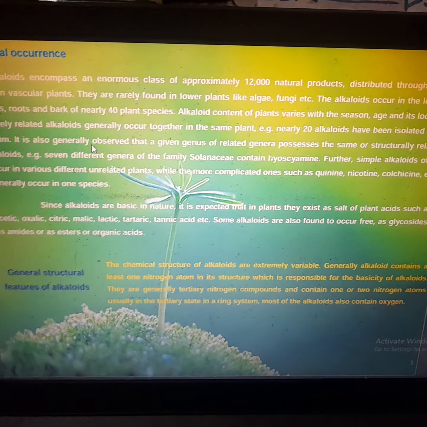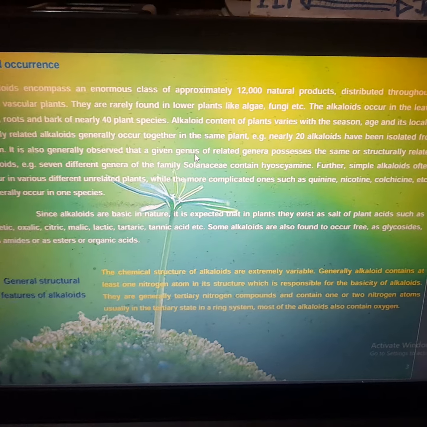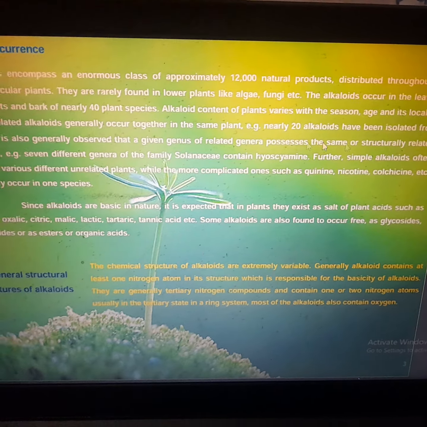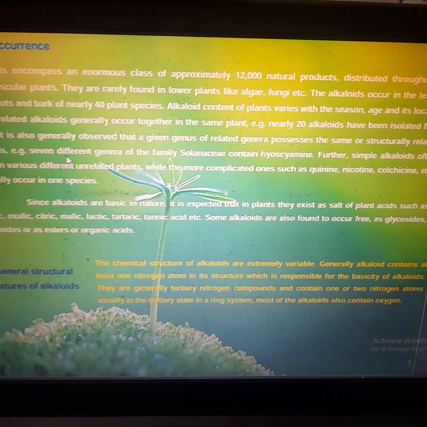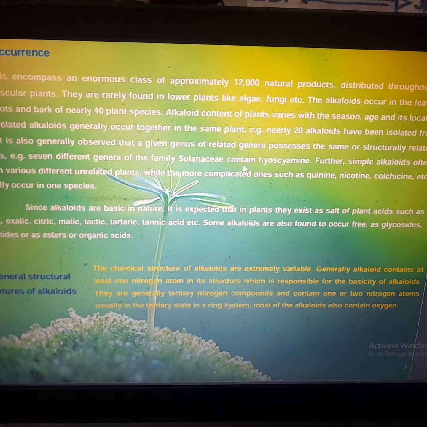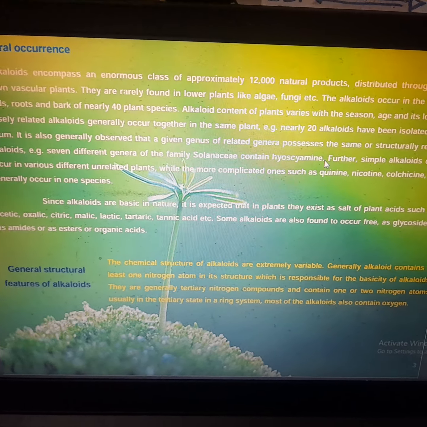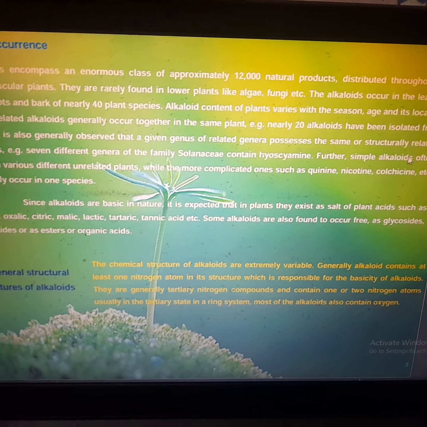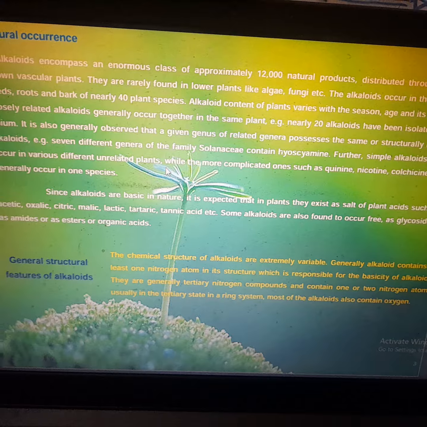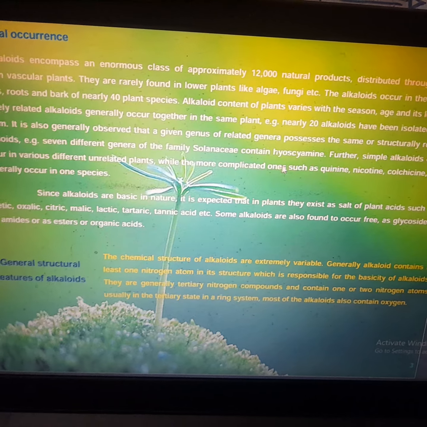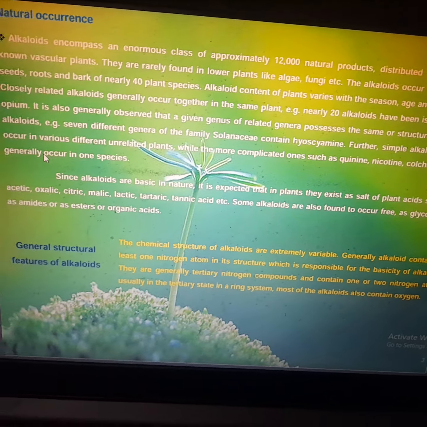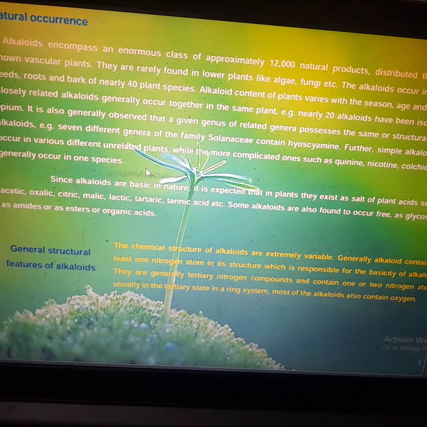It is also generally observed that a given genus of related genera possesses the same or structurally related alkaloids. Example given: 7 different genera of the family Solanaceae contain hyoscyamine. Further, simple alkaloids often occur in various different unrelated plants, while the more complicated ones such as quinine, nicotine, colchicine, etc. generally occur in one species.